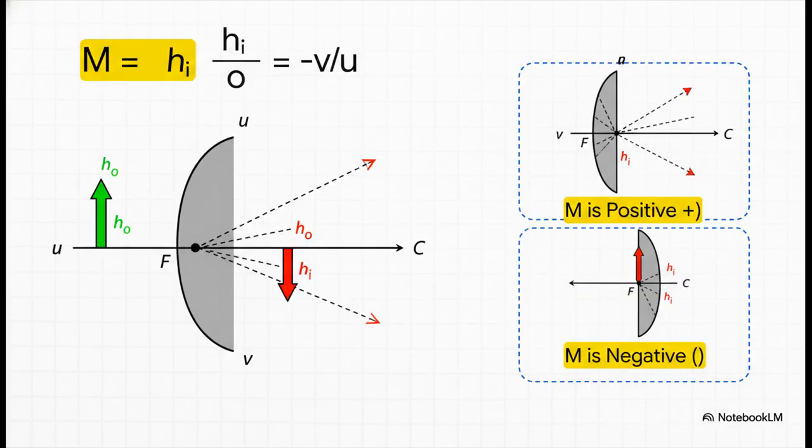And then there's this one, the magnification equation. This tells us exactly how much bigger or smaller the image is going to be. But see that minus sign? That's the secret sauce. It also tells us whether the image is upright or flipped upside down.